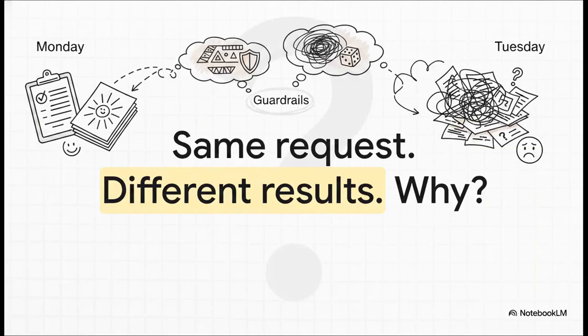Seriously, it's the ultimate frustration, isn't it? You type the exact same requests on a Tuesday that you did on a Monday, but you get wildly different results. Like Monday, the AI gives you this perfect, snappy summary. But Tuesday, boom, you get a rambling, dense academic essay. So why exactly does this happen? Well, the simple answer is that without the right guardrails in place, the AI is essentially just guessing. It's guessing what persona it should adopt every single time you hit enter.